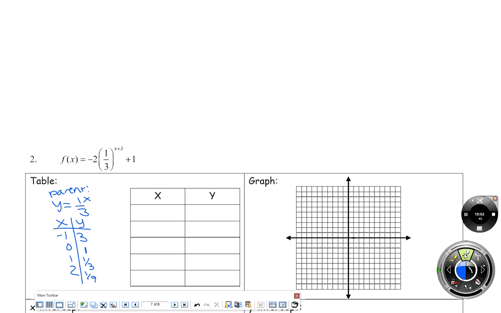Okay, so now we need to do our transformations. We have a vertical reflection, or a reflection over the x-axis. We have a vertical stretch. We're going to the left 3, and we're going up 1. So the horizontal stuff is just the left 3, and then the vertical stuff, it's being multiplied by -2, and then adding 1. So I'm going to subtract 3 from all of my x coordinates.